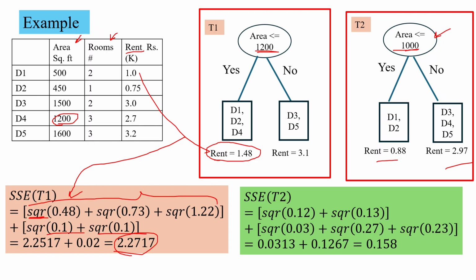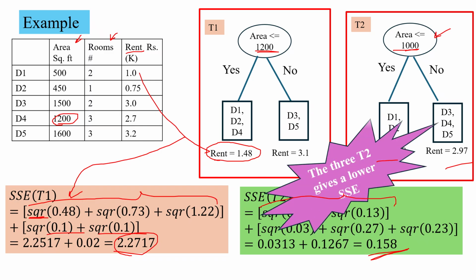Second values have also been computed for T2. This is the left leaf with only 2 tuples, the right leaf, and we get the sum squared value here as 0.158. So T2 is giving us a lower SSE. So among the two, we would choose this as our splitting value. I hope this small example conveys to you how the regression part of the CART trees works. We'll go through more examples in a future video. Thanks for watching.